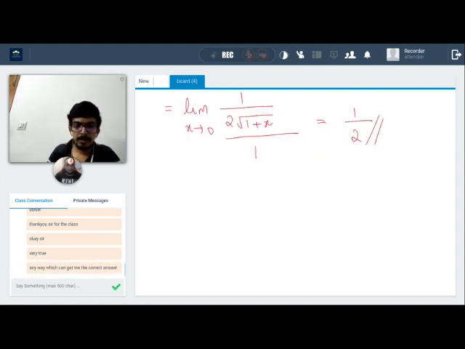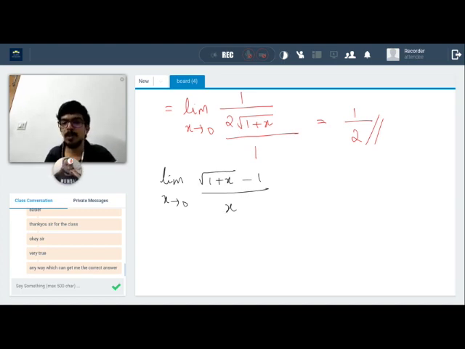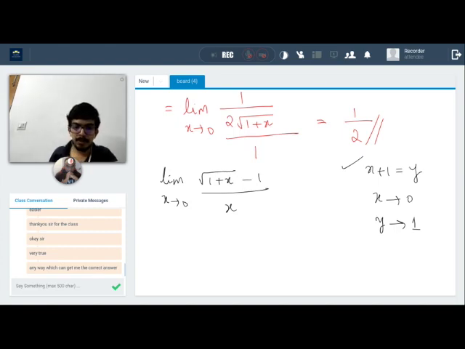So this is limit x tends to 0, root over 1 plus x minus 1 by x. What I'm going to do is substitute x plus 1 as y. This is another method, using substitution. When you put x plus 1 equal to y, our new variable is y. Whenever you make a substitution, let's see what happens to the limit. x is tending to 0, so in this case y is tending to what? 1.